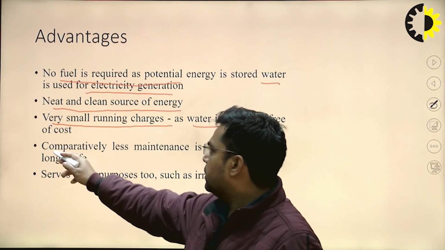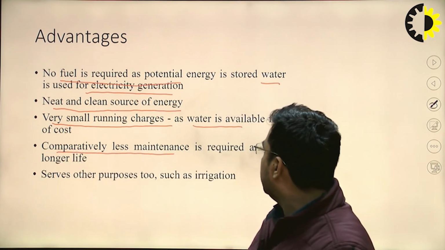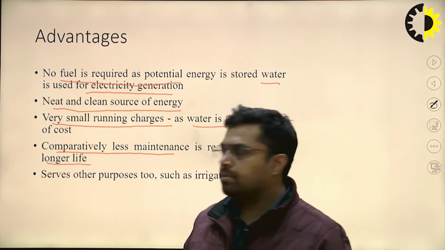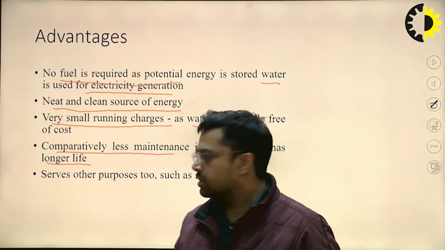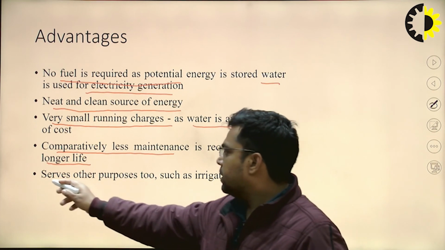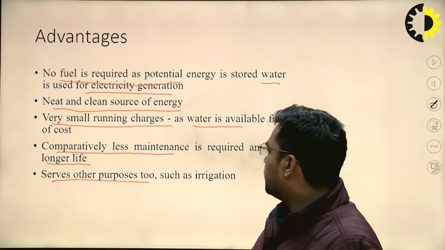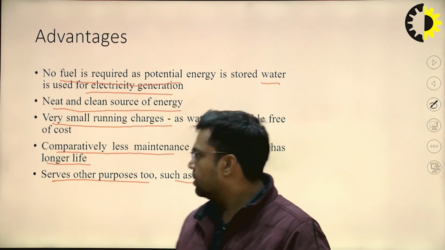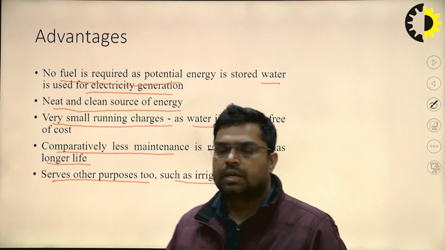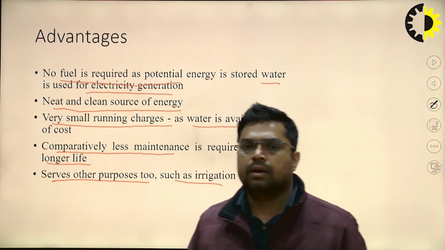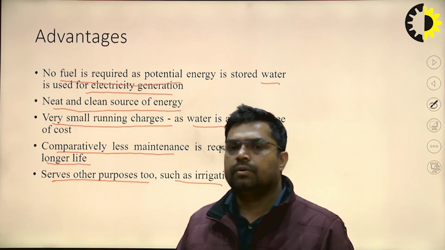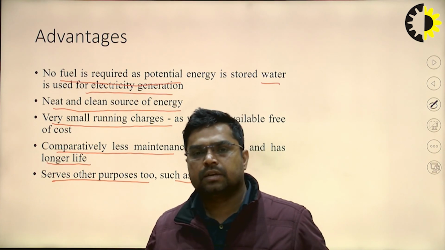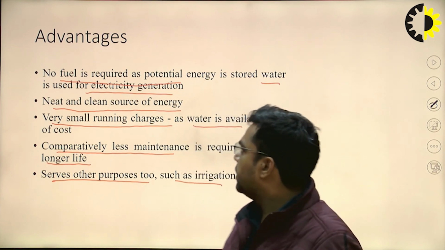It requires less maintenance, and they have a longer life, that means more than 50 years. And it can be used for several other purposes such as irrigation, farming, and many more. These are some advantages. The life is very high, and we do not require maintenance regularly. These are the major advantages of hydroelectric power plant.